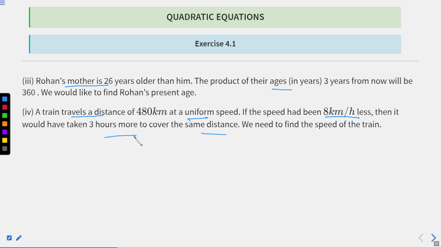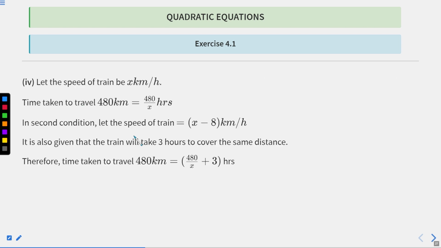So let's see how to represent this situation in the form of a quadratic equation. Here we let the speed of the train be x km per hour. The time taken to travel 480 km is equal to total distance, that is 480 km, divided by the uniform speed, that is x km per hour. So the total time taken to travel 480 km is equal to 480 divided by x hours.